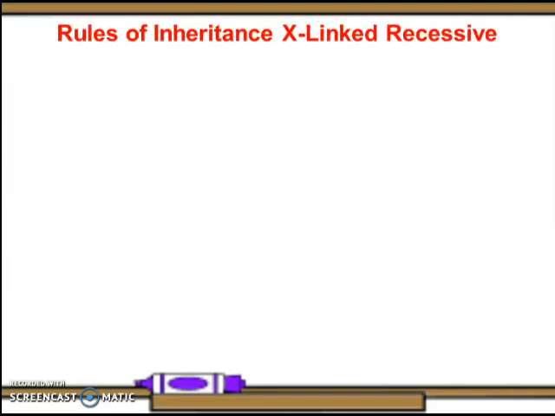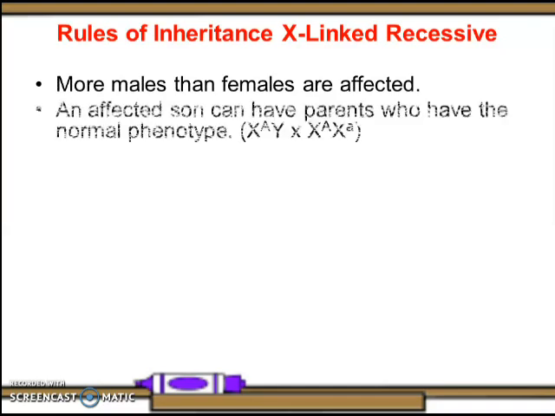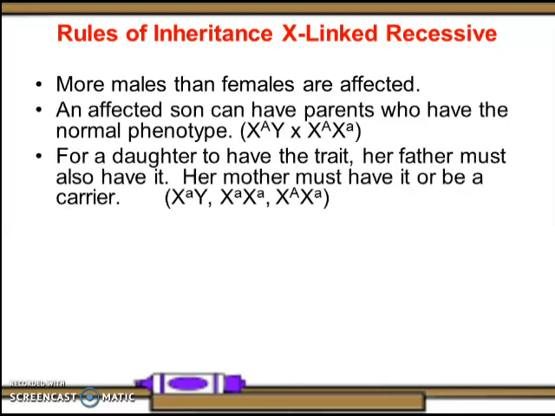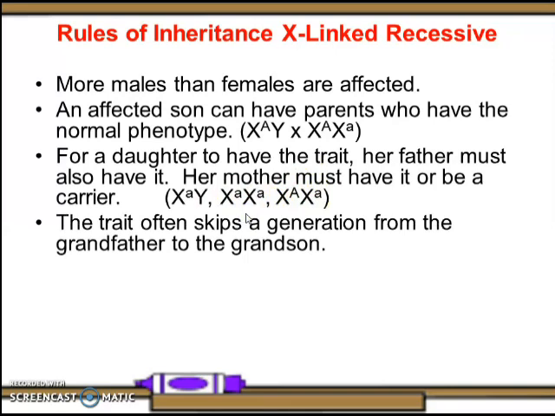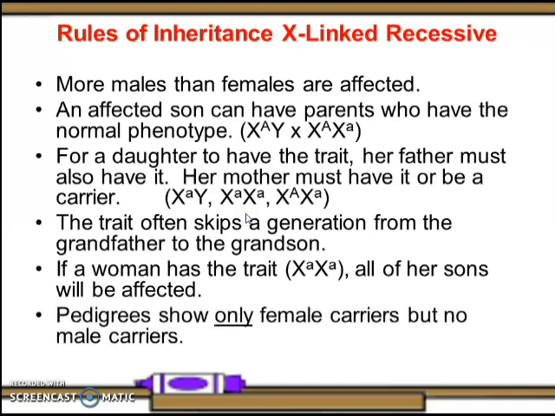Now, rules of inheritance for X-linked recessive traits. More males than females are affected. An affected son can have parents who have the normal phenotype. For a daughter to have the trait, her father must also have it. Her mother must have it or be a carrier. The trait often skips a generation from the grandfather to the grandson. If a woman has the trait, all of her sons will be affected. And pedigrees show only female carriers but no male carriers.